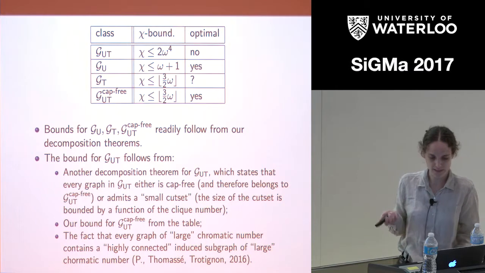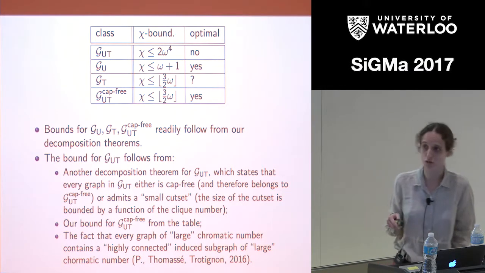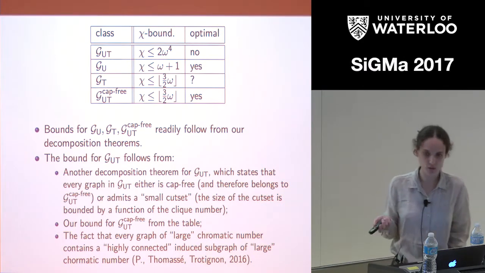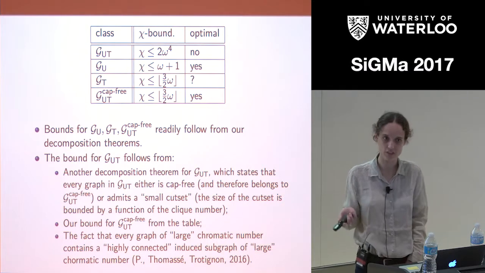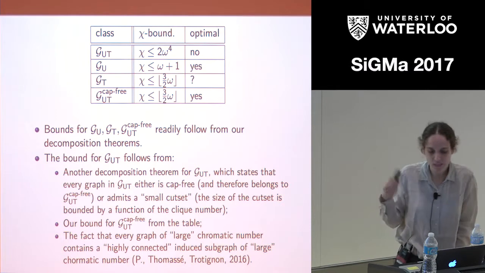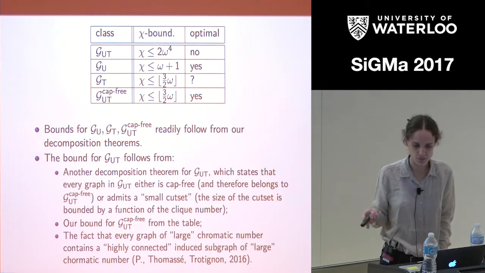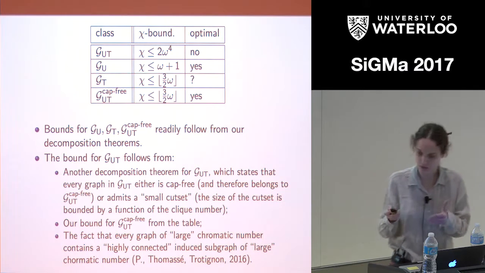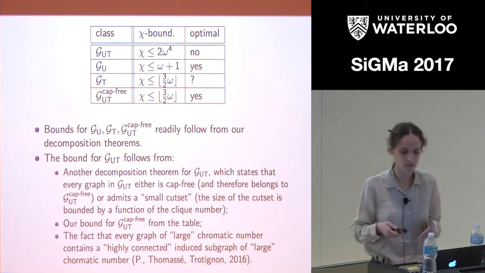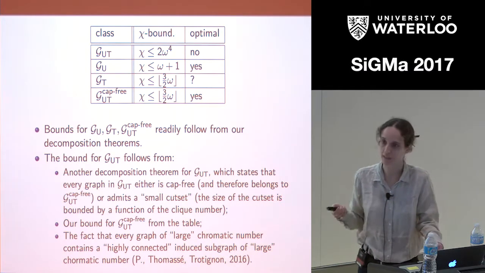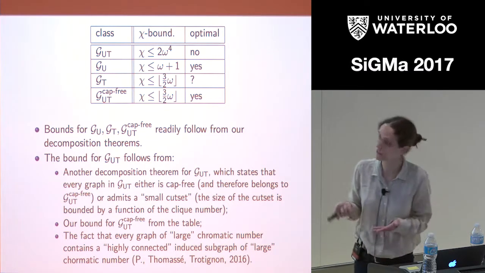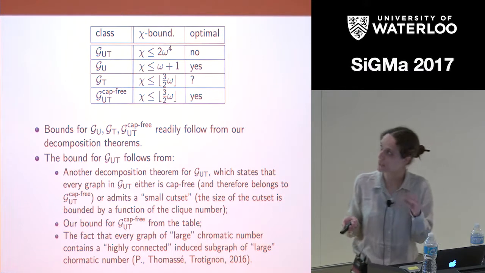The bound for the biggest class, GUT, does not follow from the decomposition theorem that I showed you. So for that class, what we had to do was prove a different decomposition theorem, which treats this last class, the GUT cap-free, as the basic class. So it said something like this. Every graph in GUT either belongs to GUT cap-free, so that's the basic class now, or it admits a small cutset. Small cutset meaning the size of the cutset is bounded by a function of the clique number of the graph. And then we have that this basic class GUT cap-free is chi-bounded.